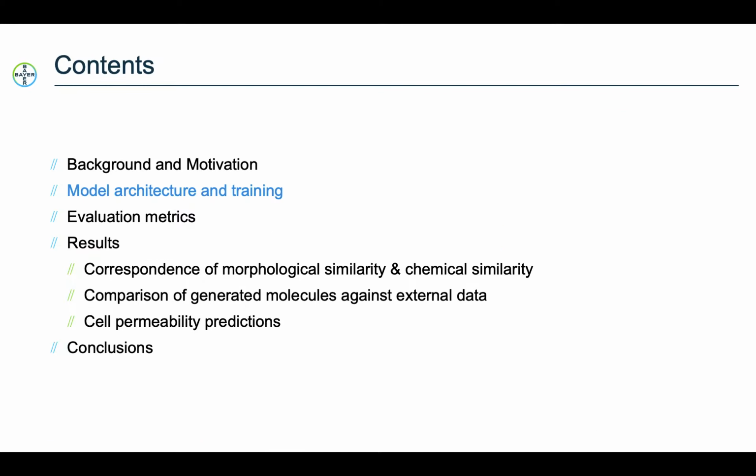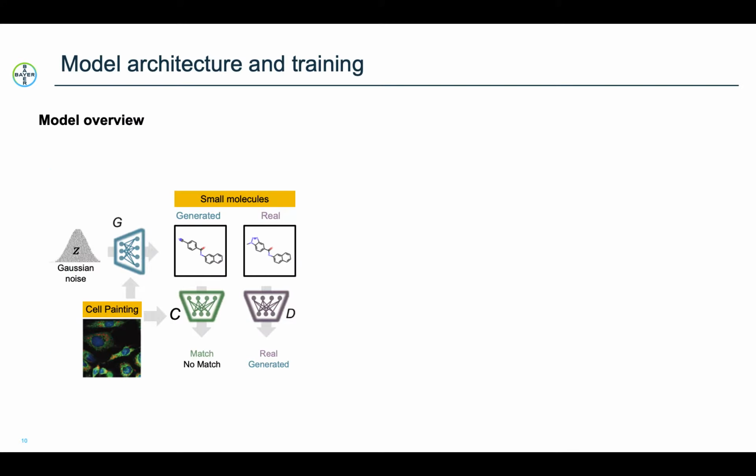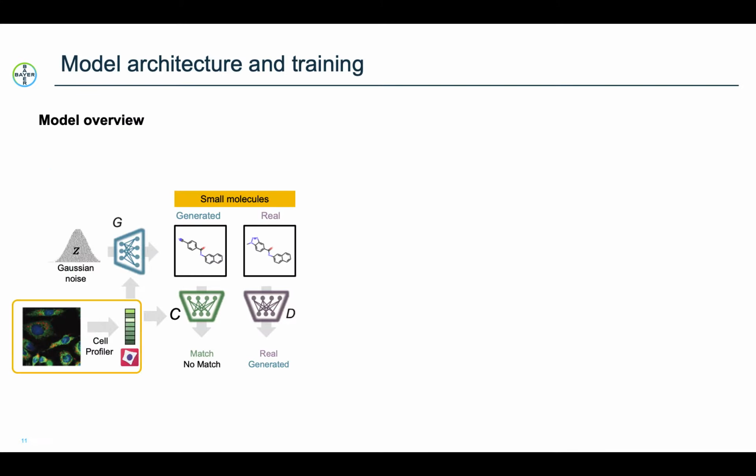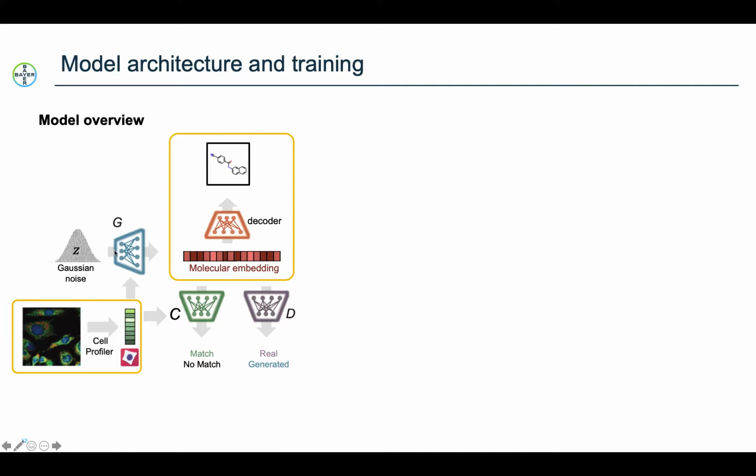Okay, so going now more into the architecture of the model and the details of the training. This is the basic model that I showed before. One detail is that we don't feed the images directly to the generator network, but we use CellProfiler to calculate morphological profiles, and we feed those profiles as the condition to the generator and the condition network. The second detail is that our generator doesn't generate chemical structures directly, so it doesn't generate chemical formulas, but rather maps the Gaussian noise to a molecular embedding space, and then we use a decoder network to decode this embedding into a chemical formula.